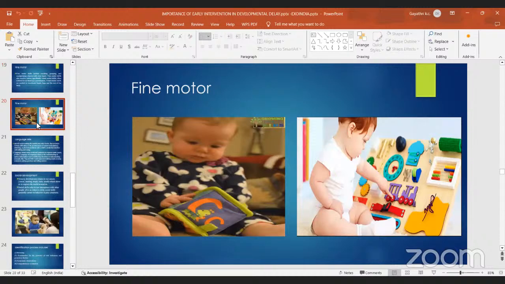Can you see this? How the baby is very interested in using the fingers, the pulp of the fingers. The baby is able to touch and see that. By touching, the baby is able to recognize the textures of that. That will come under fine motor development.